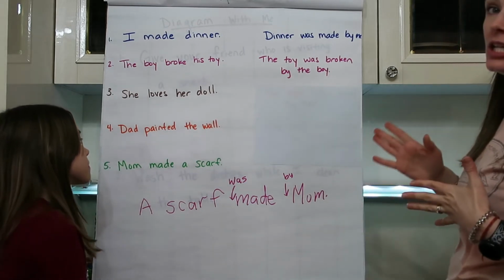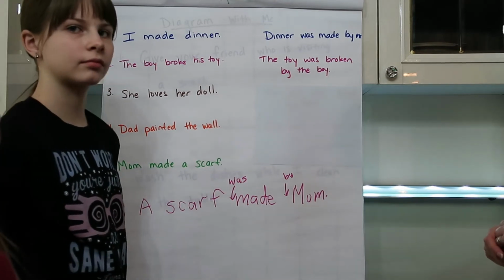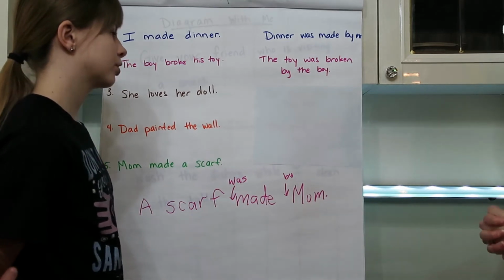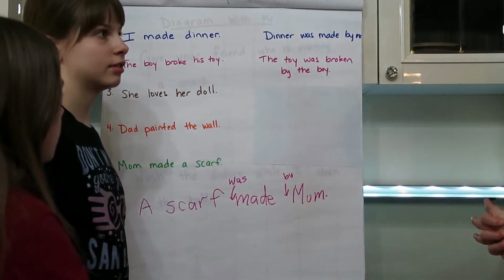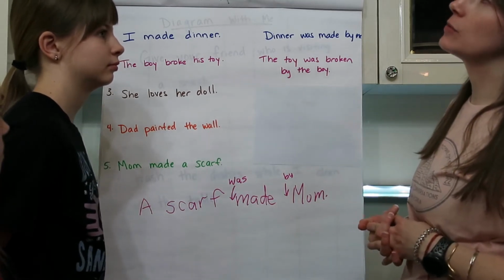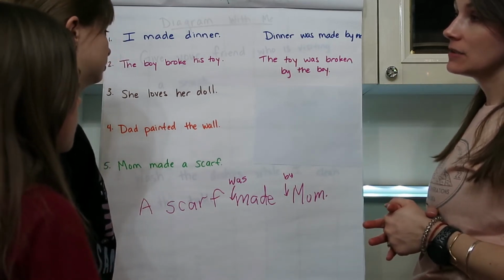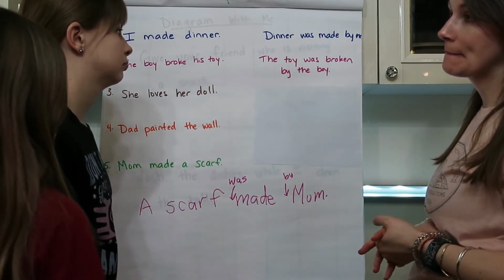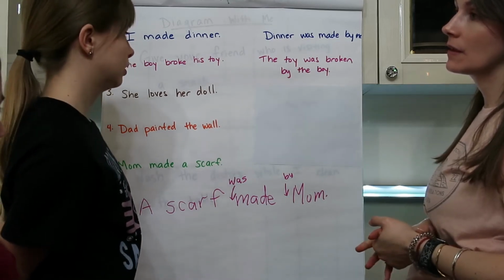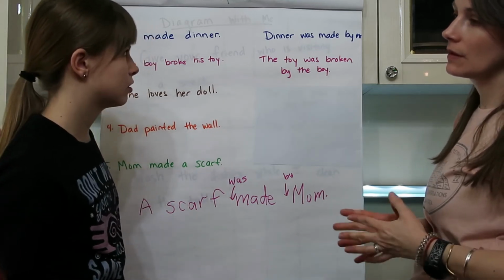All right, Annalyn. She loves her doll. Her doll is what she loves. Okay, her doll is what she loves. Well, we haven't added the helping verb to be. So it's not quite passive. Her doll.